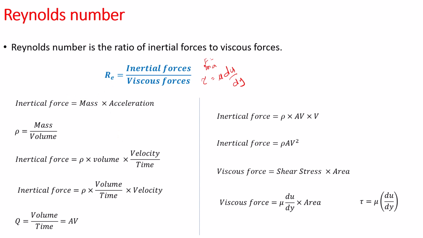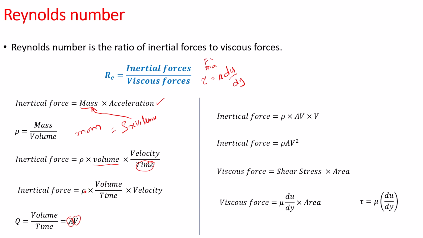Okay, so the inertial force is simply mass into acceleration, and we can write down the density as mass upon volume, and from here the mass is equal to density into volume. So put this formula over here, you get the inertial force is equal to rho into volume into velocity upon time. Acceleration is the velocity per unit time. And now I can take this time on the denominator for the volume. This will be volume flow rate, and this is defined by Q, and this is equal to area into velocity.